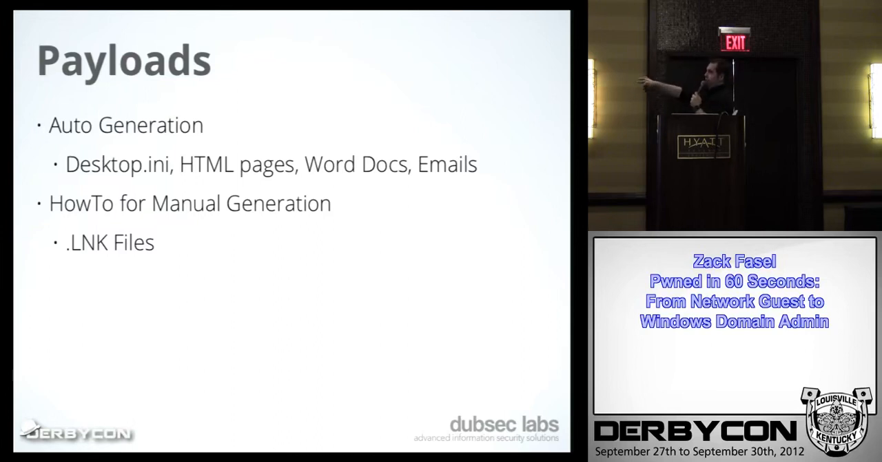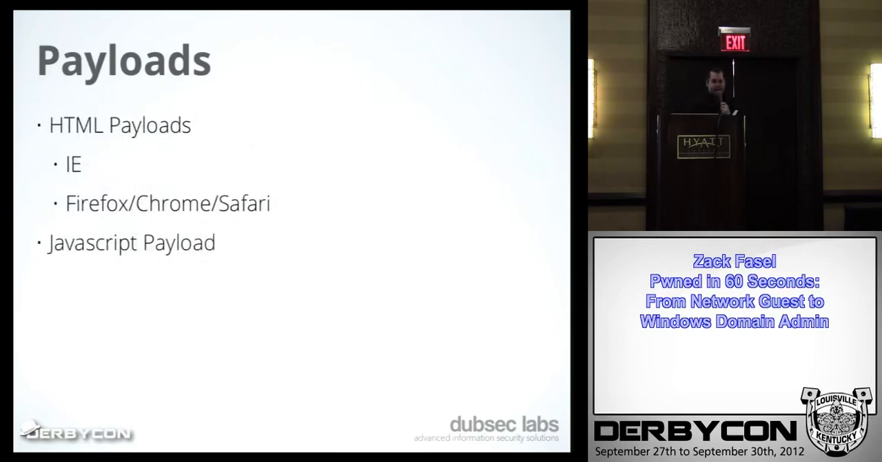So we have payload generation. Auto generation of desktop.ini files, HTML files, Word docs, and emails. The LNK files we have to do manually because it's a pain. It can also create the HTML payloads automatically for IE, Firefox, Chrome, and Safari, as well as a JavaScript payload that I'm finishing up. That should be posted next week for sure. I shouldn't say for sure on video. Maybe.